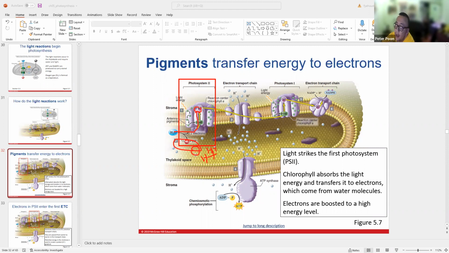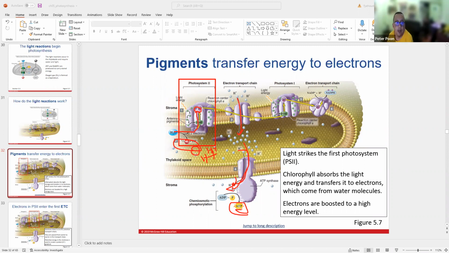They get passed down the electron transport chain. As they pass down the electron transport chain, it allows hydrogen to be pumped in. These hydrogens then leave here and generate ATP. Every time they leave through the ATP synthase, they make ATP.